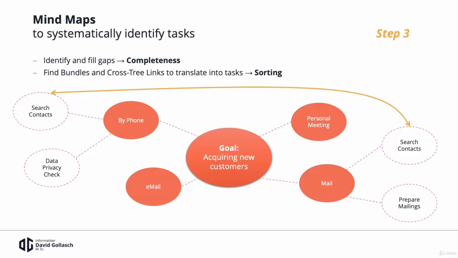bundling of specific tasks. For example, in this case, we have the task of searching contacts, so searching people that we can contact using our phone and using email. And maybe the process of searching those persons, searching contacts, can be bundled into one major task afterwards. So our task is to get an overview of the whole project, of all the tasks, identify missing tasks that you didn't consider during the brainstorming phase, and add them to this mind map.